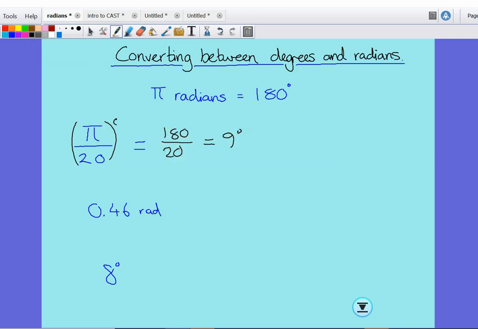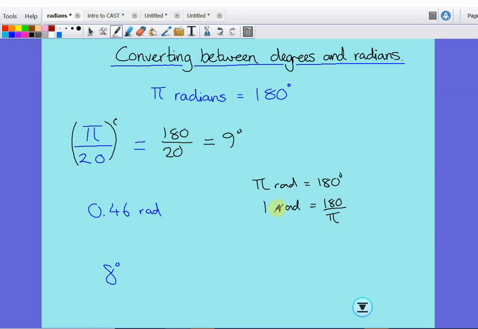That was easy. This one's a little bit harder to get your head around, but what I would suggest, if we know pi radians is equal to 180 degrees, well, if we divide both sides by pi, we're going to get 1 radian. Now, to get to 0.46, it might be really obvious to some of you, but lots of people watching find this bit a bit weird.